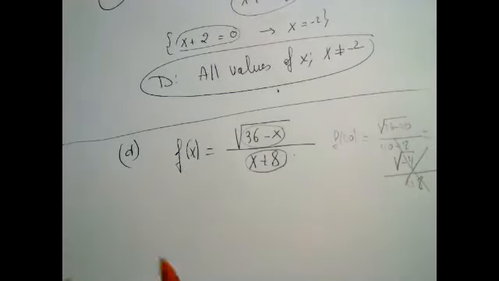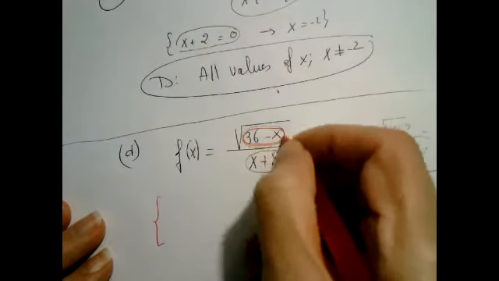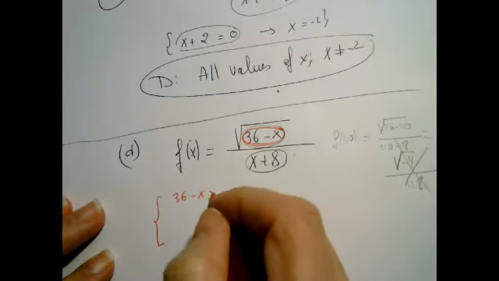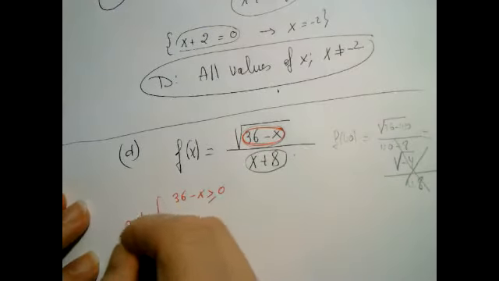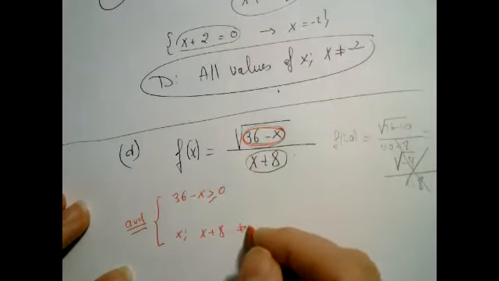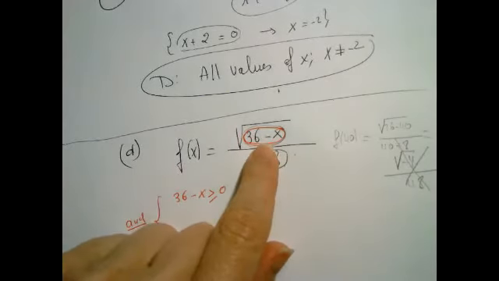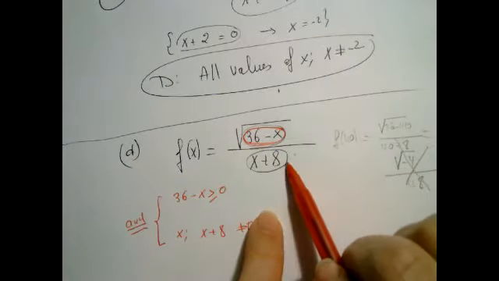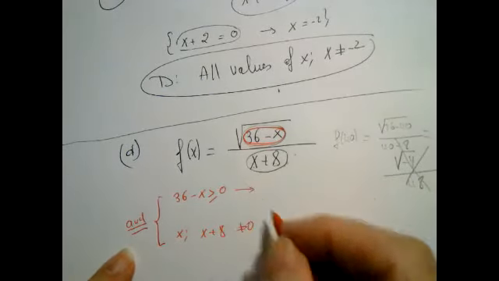So now what do I need here for the domain? I need all values of x such that 36 minus x is positive, and I need all the x's such that x plus 8 is different from 0. So to find the domain, I have to look for two things. I want all the x's that make this positive, otherwise I'll have nonsense. And I want all the x's that avoid the 0. So this is what I need for the domain.